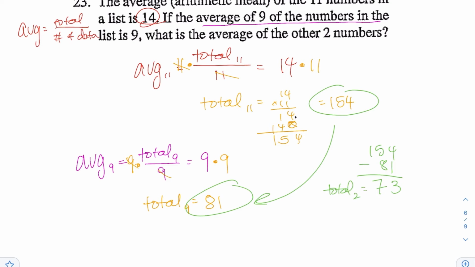So to figure out the average of the last two numbers, you have to take this total of two numbers and divide it by 2. And that's going to give you 36.5. So for this question, you have to use the definition of average, and you have to multiply both sides by the denominator to get the totals, and then subtract the totals, and then finally divide by 2 to figure out the average of the last two numbers.